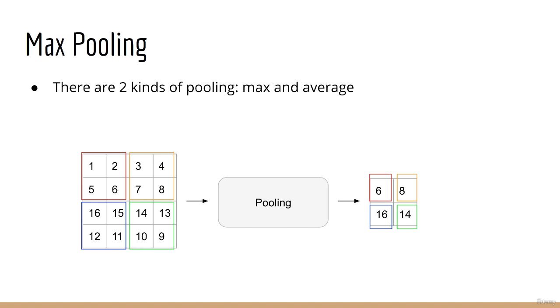So the max of 1, 2, 5, 6 is 6. The max of 3, 4, 7, and 8 is 8. The max of 16, 15, 12, 11 is 16. And the max of 14, 13, 10, 9 is 14. So the output image is 6, 8, 16, 14.